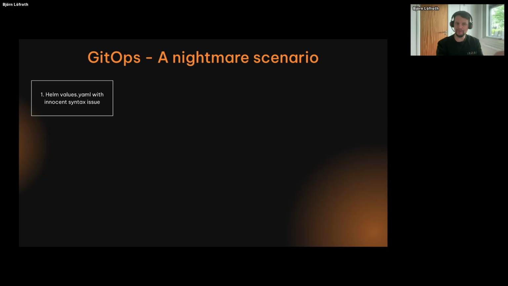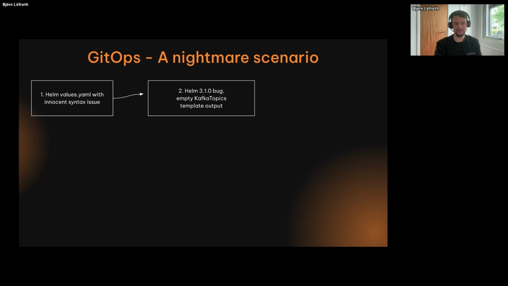But those were the benefits. So now this is where I switch to the scary voice and we go through a nightmare scenario. What can happen when you have this kind of automation and everything with Strimzi and Kubernetes and these layers? So it all started a rainy evening with an innocent syntax issue in the Helm values file.